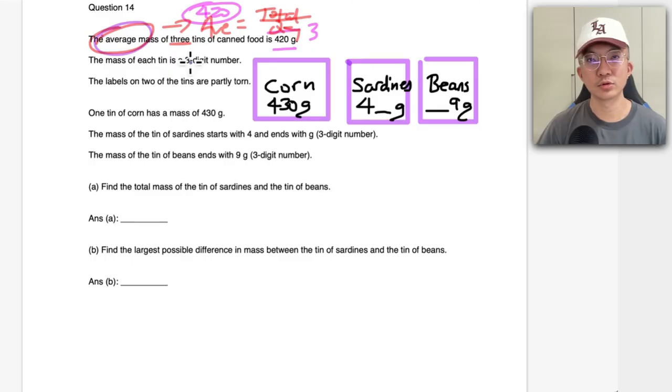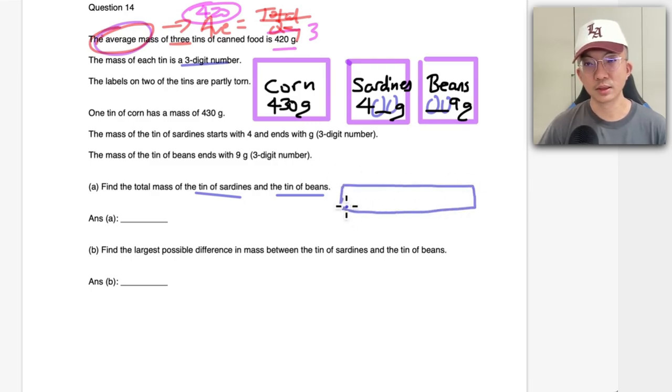Next one, you're looking at a 3-digit number. So we have 1, 2, 1, 2, so 2 missing digits. Anyway, find the total mass of the tin of sardines and beans. First thing first, we want to look at this one and find the total. The top process is we have 3 and you can put them into a model, as B, and we are looking at the sardines and beans, these 2.